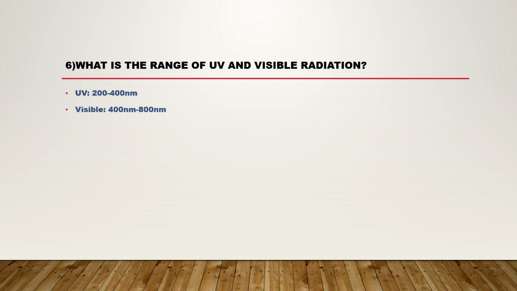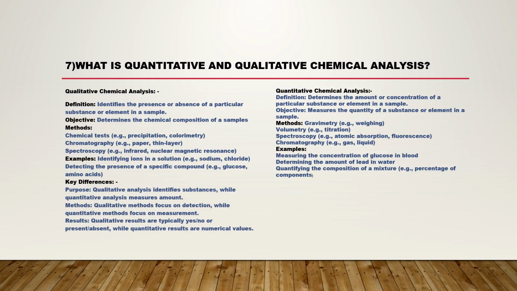What is the range of UV and visible radiation? UV range is 200 to 400 nm. Visible range is 400 nm to 800 nm. What is quantitative and qualitative chemical analysis?